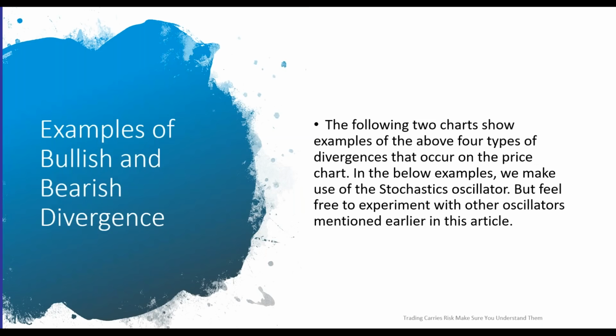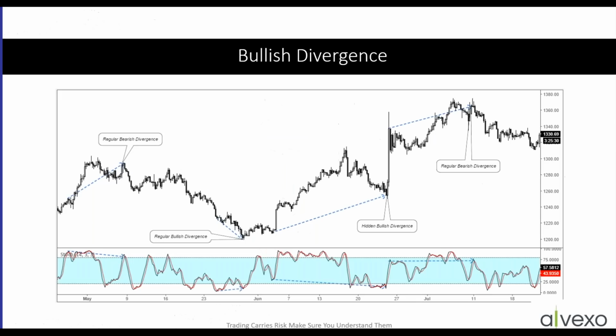So the following charts will show you some examples of bullish and bearish divergence. These are also in your handouts, but here it's relatively easy to spot. Here we have price moving down, and what do we have? We have the indicator moving upward. So therefore, we have regular bullish divergence.